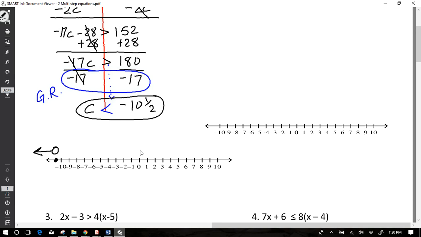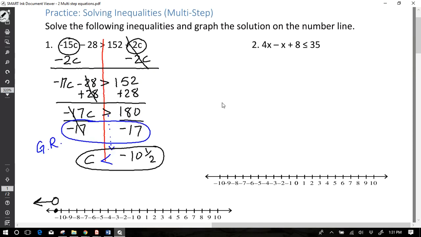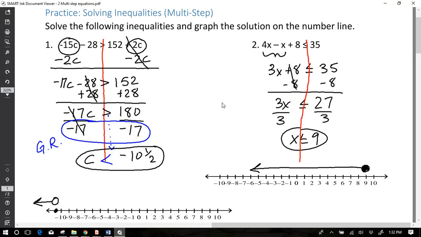All right, great job. What I would like for you and your partner to do is to work on numbers 2, 3, and 4 with the inequalities, and I want you to practice solving the inequalities and graphing them. I'm going to leave my example up on the board while you work on yours.